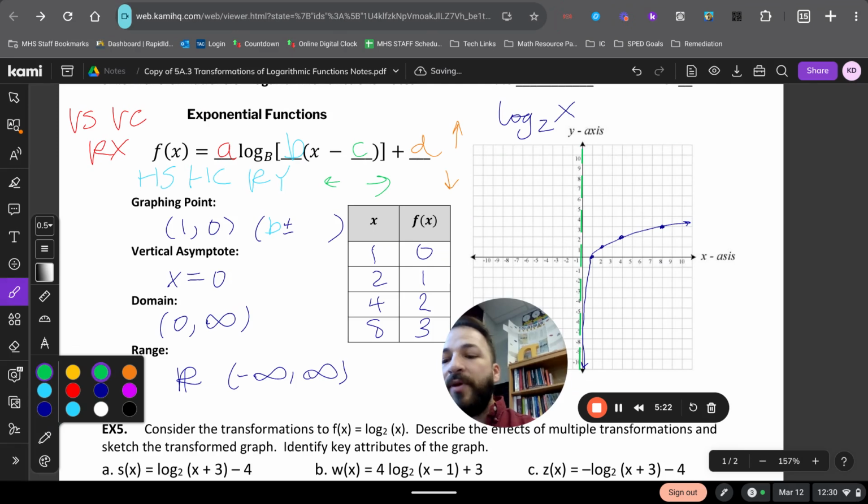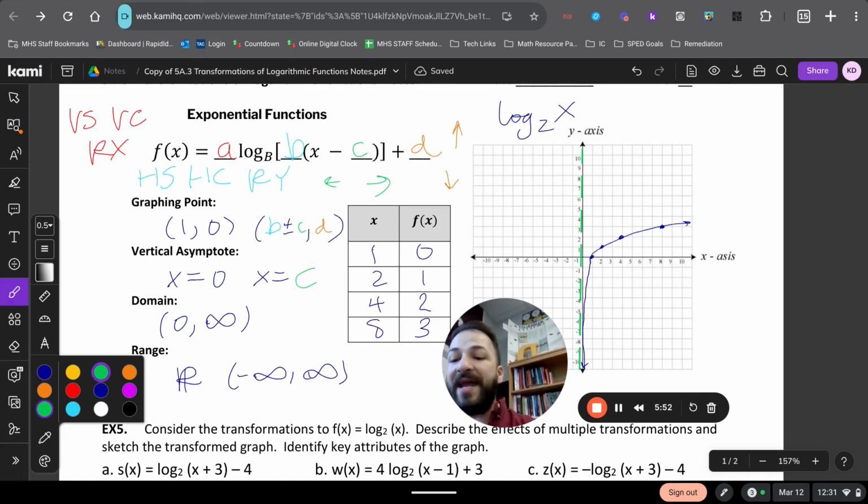So for our graphing point, it will be B plus or minus C, and then whatever our D value is. That's a little bit different from what we've seen before with our exponentials, but once again, everything's flipped. So exponentials was C and then A plus or minus D. Our logs is B plus or minus C and then D. Likewise, our vertical asymptote, because it would shift left or right, it's now going to be our C value. So a little different because our exponentials was the D value.